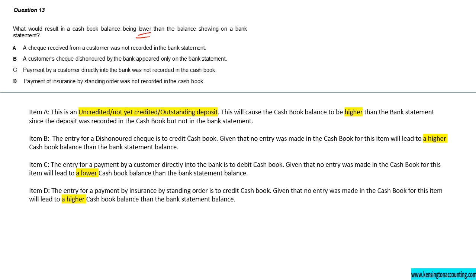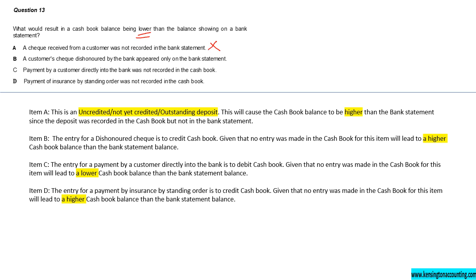It means a check deposit was posted in the cash book but not yet credited in the bank statement. This is also known as uncredited or not yet credited or outstanding deposit. This will cause the cash book balance to be higher because the deposit has been recorded in the cash book but not yet shown in the bank statement. Therefore, the cash book will be higher, not lower. Therefore, this is not correct.